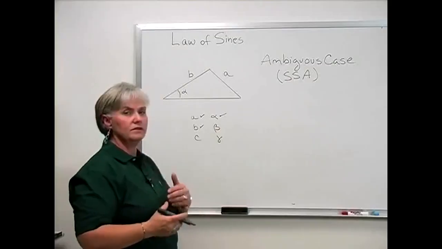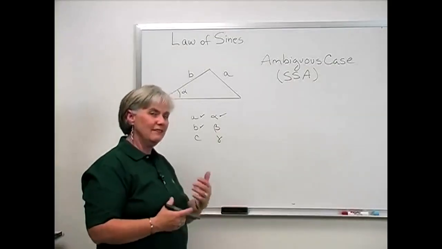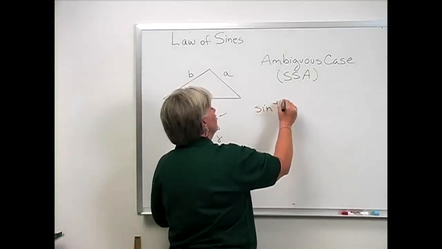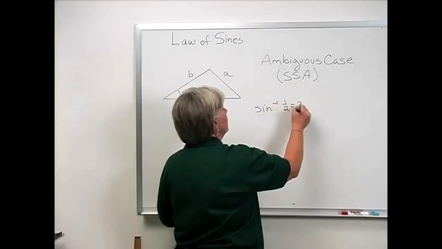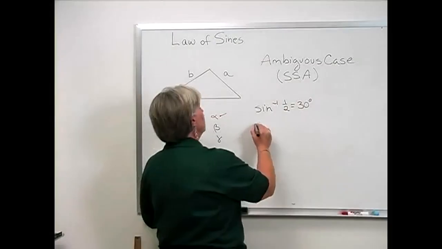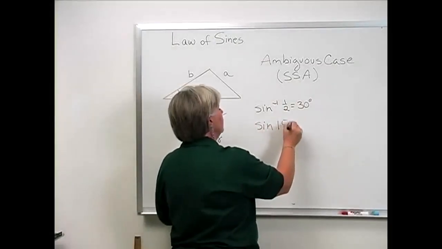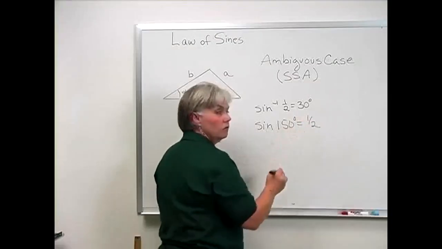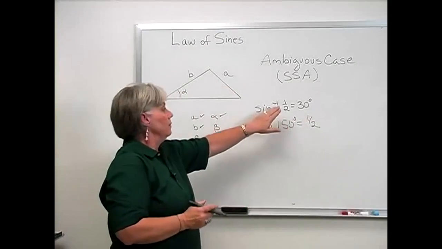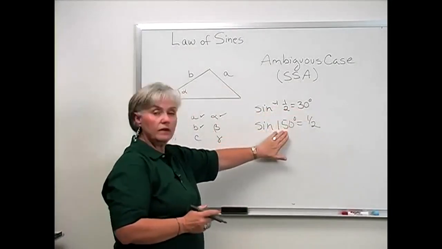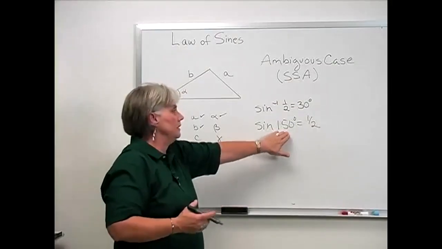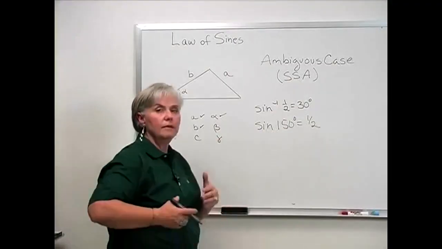Now we call it that because you might go back and remember about inverse sines. We know that on your calculator, if you enter sine inverse of 1/2, it's going to give you an answer of 30 degrees. But you have to remember that the sine of 150 degrees is also equal to 1/2. But your calculator's not going to tell you that. But 30 degrees and 150 degrees could both be angles in a triangle. They're both less than 180 degrees. So this creates what we call the ambiguous case.